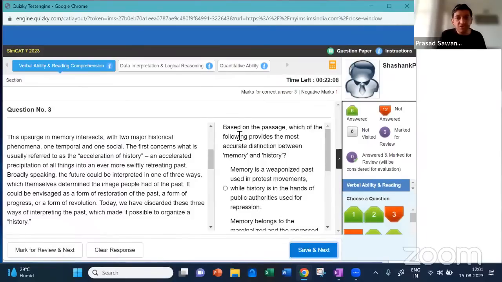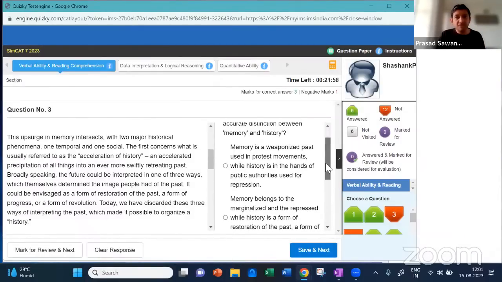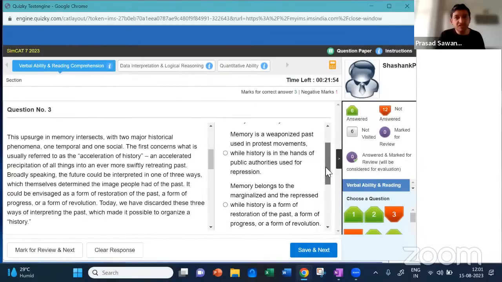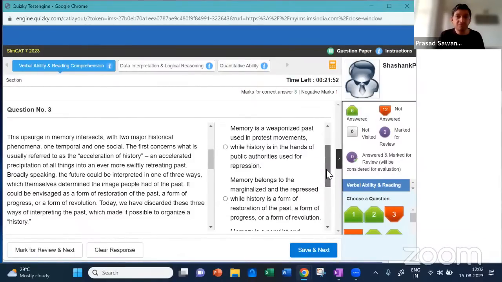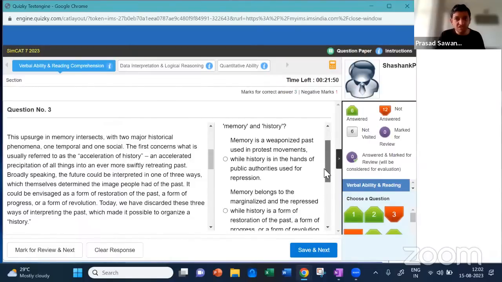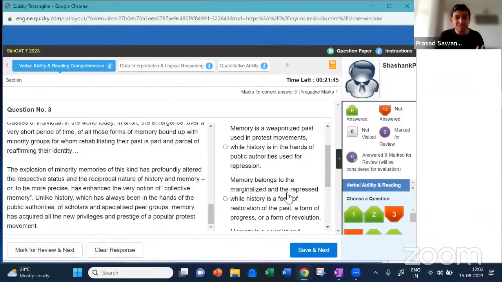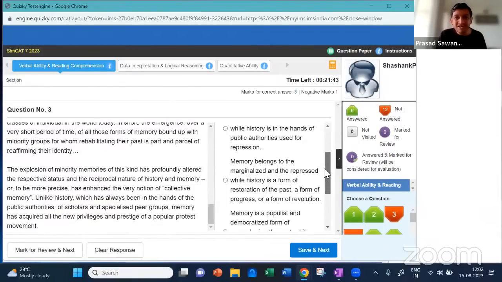Let's see. Which of the following provides the most accurate distinction between memory and history? So history was more of a public thing. Memory is something that is more or less individualist, you can say. Memory is a weaponized past used in protest movements, while history is in the hands of public authorities used for repression. It looks like a good answer, but it's literal. And again, as I said, this makes me sort of suspicious. So let's see. It can't be that literal, right?